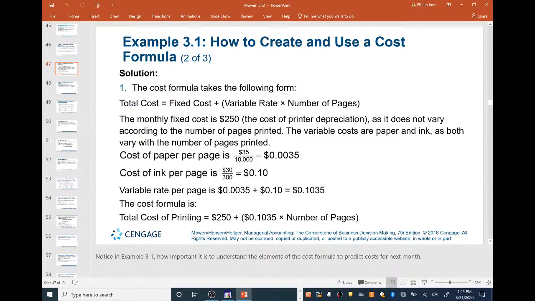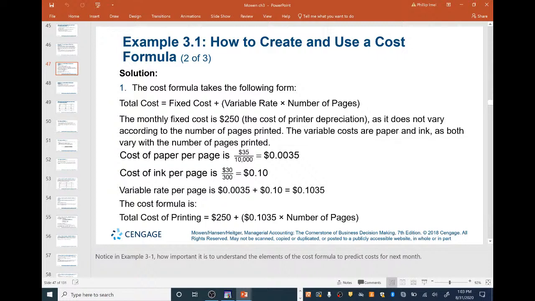So once again, what is the cost formula? It's going to be total cost equals fixed cost plus the variable rate times the number of pages. Okay, so knowing this formula, now we just have to take the data that was given to us in the problem and punch it into the formula, okay? So the monthly fixed cost is going to be the $250, which is the cost of the printer depreciation, right? So we know that's our fixed cost. So that's given. Fixed cost is $250, which is that of the printer depreciation.